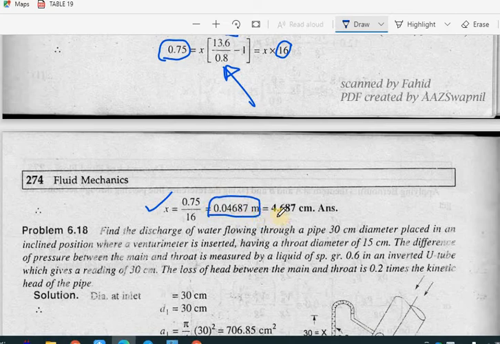Which is multiplied by 100, that will give you the value in terms of centimeter, which is coming out to be 4.687 centimeter. Okay.